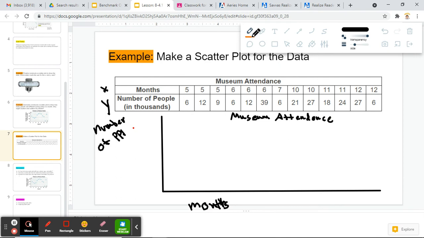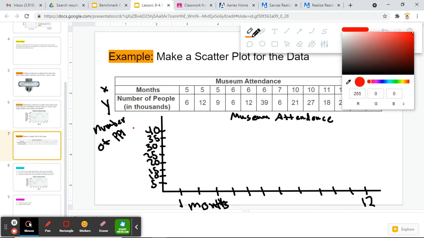So let's go ahead and start labeling this here. I want to label this by 5s, I think, for our number of people. So we'll go 5, 10, 15, 20, 25, 30, 35, 40. 40 is as high as we have to go because 39 is the largest number. Next, for our months here, let's just label them by 1. So we got 1, 2, 3, 4, 5, 6, 7, 8, 9, 10, 11, 12. We got 12 months here going from 1 to 12.